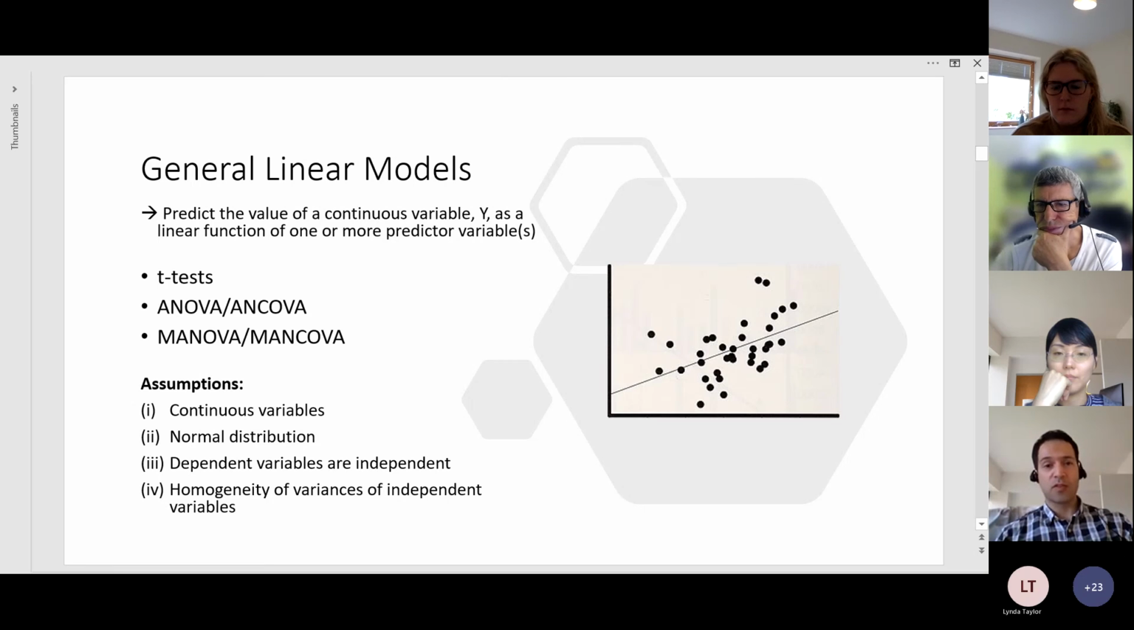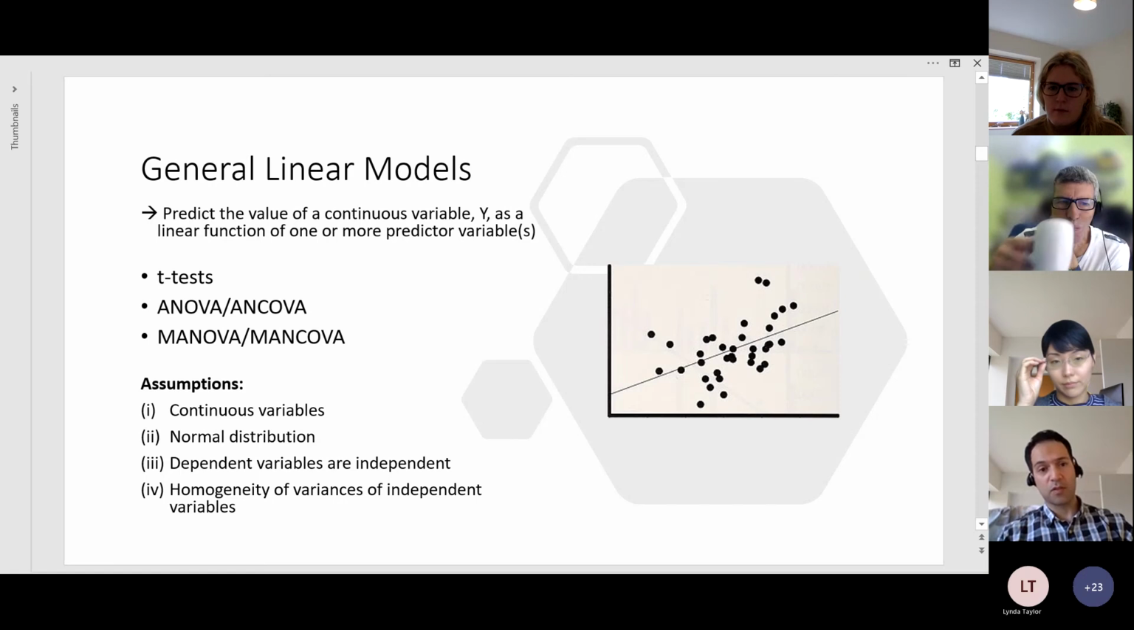There are some questions in research questions that would require the use of general linear models, and it's a big family. I'm sure you have read about them. Some of you might have already been using general linear models, and they consist of t-tests, ANOVAs and ANCOVAs, MANOVA and MANCOVA. ANOVA being the analysis of variance, ANCOVA being the analysis of covariance, and multivariate analysis of covariance and multivariate analysis of variance.